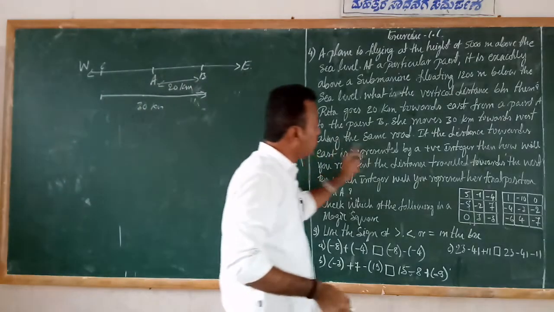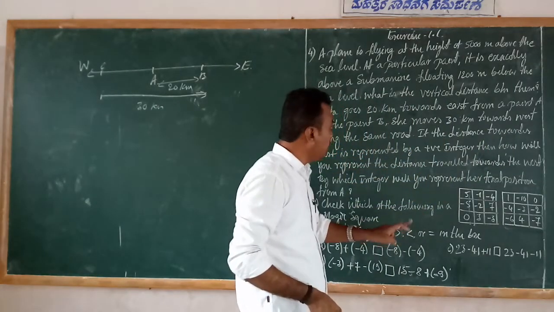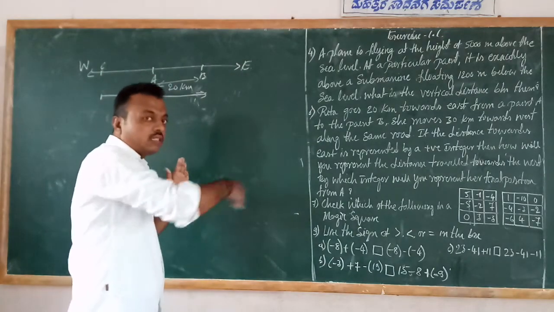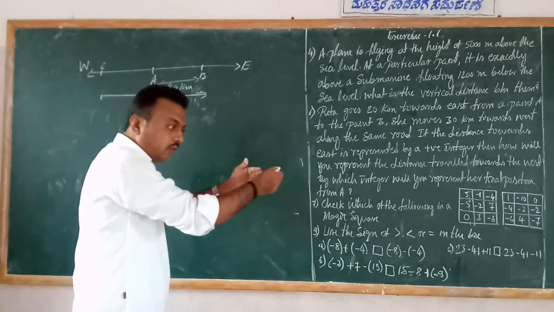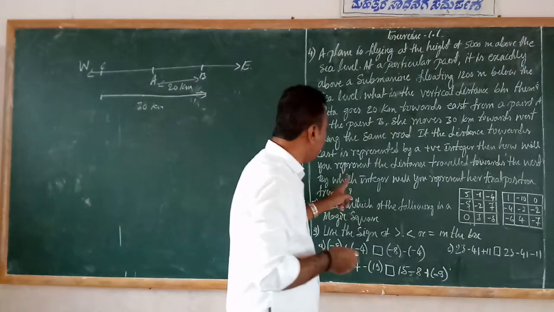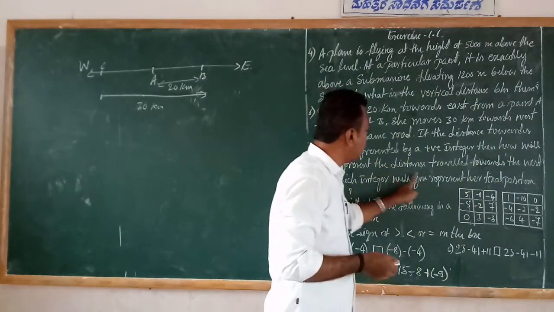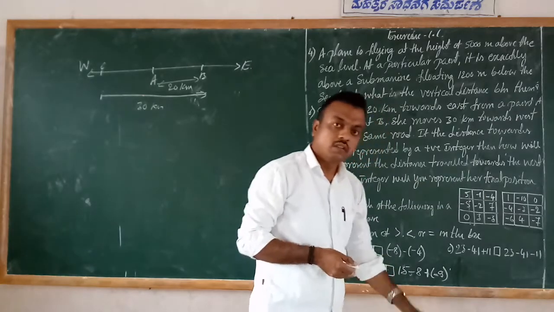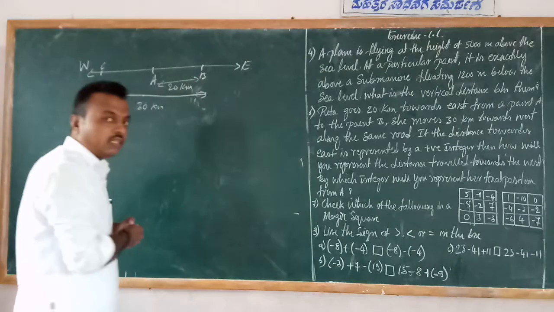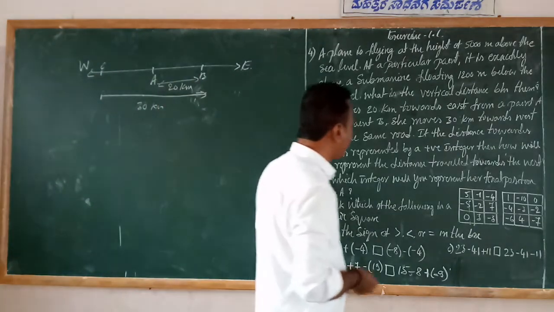Next, if the distance towards east is represented by positive integers. If you go to the east side, it is represented as positive. If you come to the west, how is it represented? That is the question. How will you represent the distance traveled towards the west? Negative. That's it.